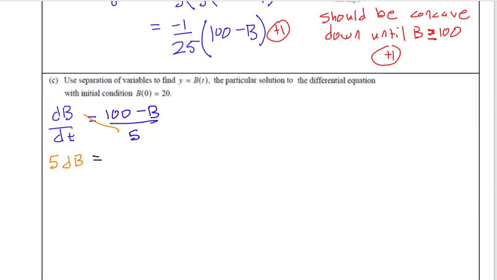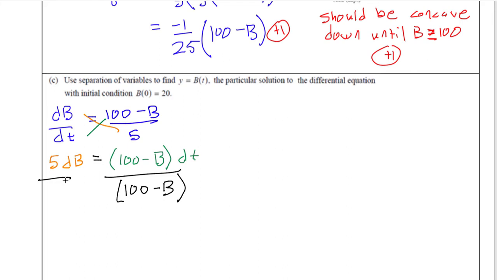On the right-hand side, I'm going to do that in green. I get, in parentheses, 100 minus capital B times d lowercase t. Okay, I haven't separated because I have this capital B mixing with the lowercase t. I need this 100 minus B on the left-hand side. I'm going to divide both sides by the quantity of 100 minus B. Whenever you have parentheses there, you always divide by that entire thing, 100 minus capital B.